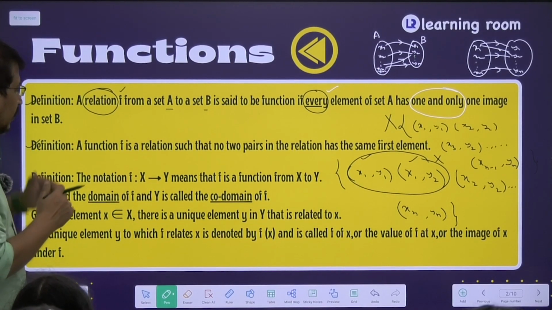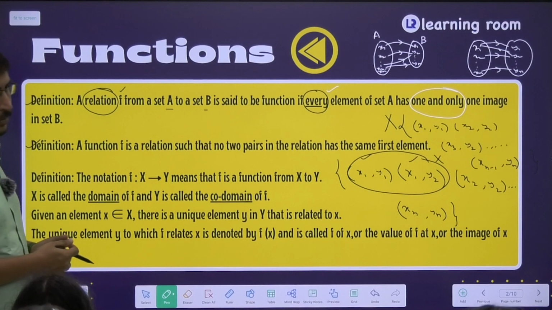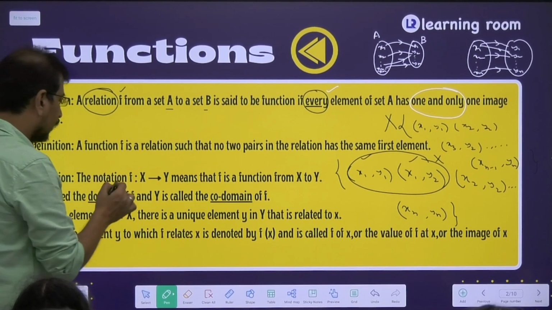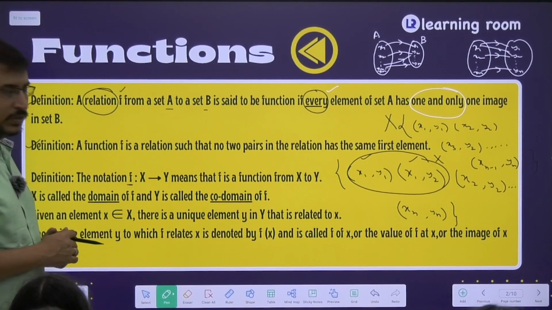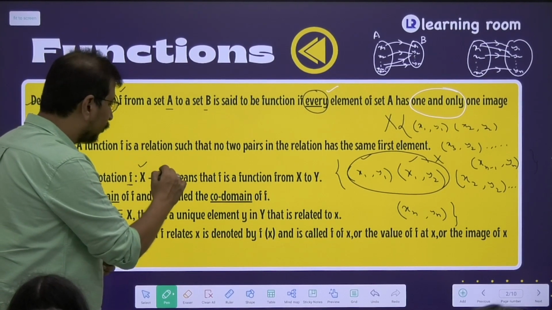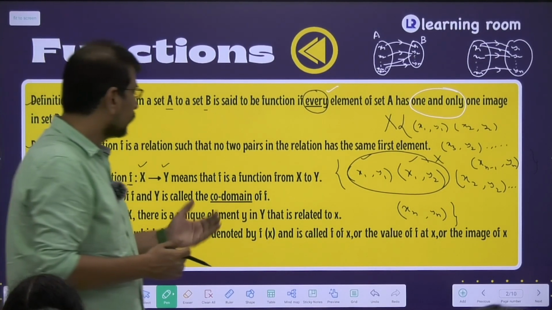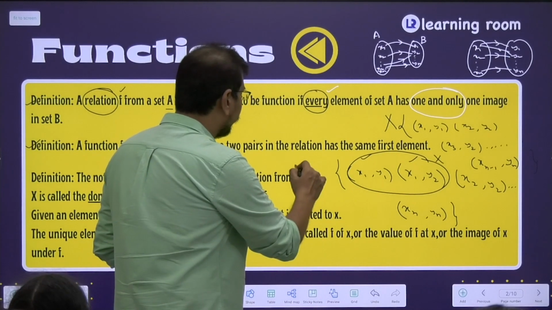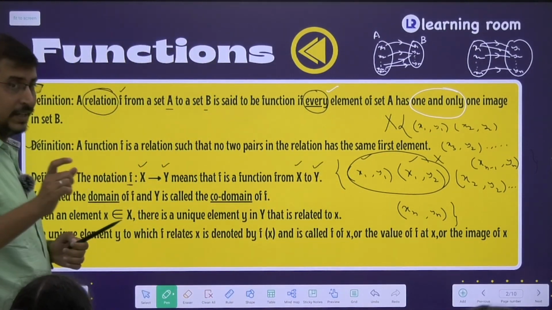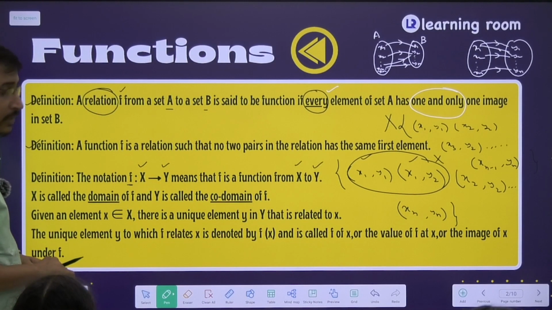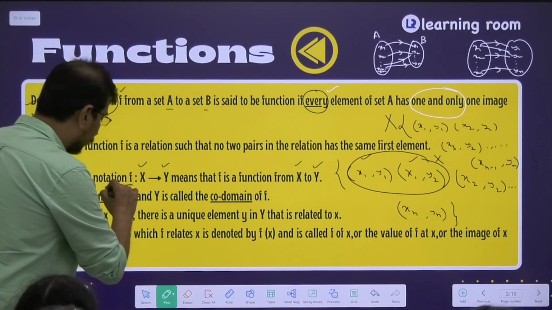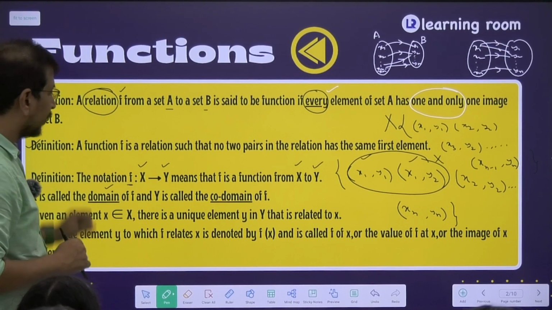And what are they? So how do you represent it? So if I take the function f, which is mapped from the set x to set y, how do you read it? So it is a function that is mapped from set x to set y, where the set x is given a name called domain. So basically, x is called the domain.